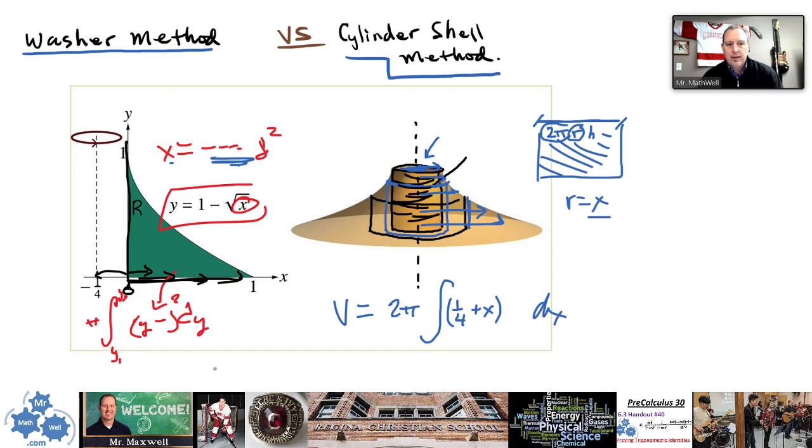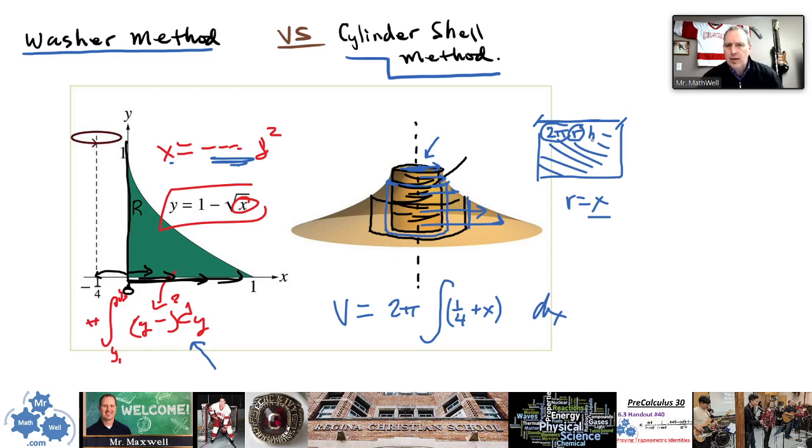Notice this: the washer method is dy. Everything's y, kind of backwards. The cylindrical shell method, for going the same way, is all dx. So it's opposite. Something you're going to have to just remember.